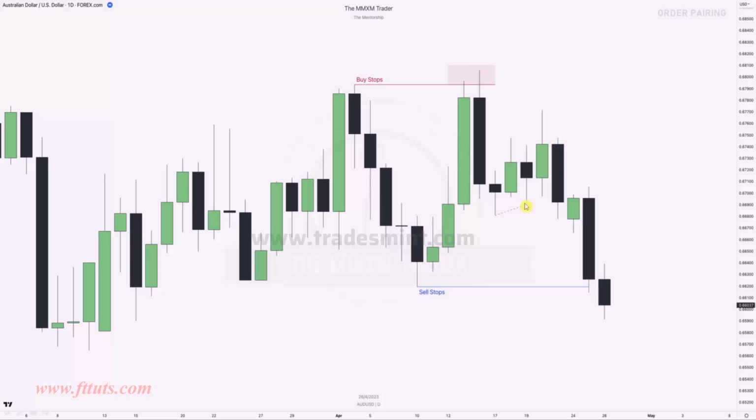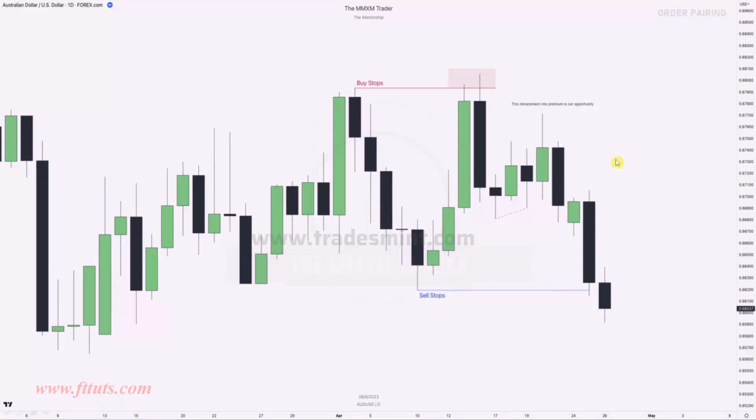Now where do we get in if we want to participate in this move down? We want to be in a premium level, right? So we need to dive into a lower time frame so we can see more structure, because this is the daily chart, right? So we have a more clear picture if we go into a 1 hour chart. And in the 1 hour chart, we will see this retracement into premium as our opportunity.